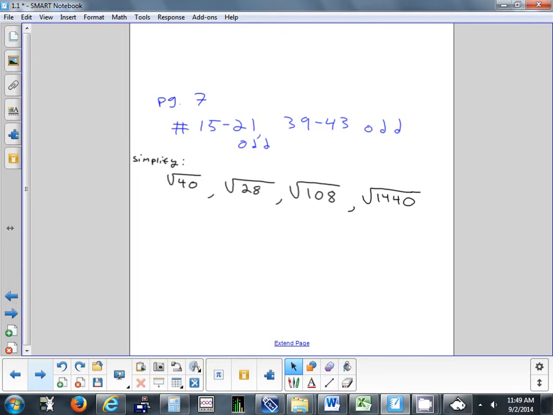Okay, and for tonight, chapter 1 in your book is all algebra review. It's not trig. So I just want you to look at page 7. 15 to 21 odd, that's your distance formula. 39 to 43 odd is the midpoint. And I want you to simplify those 4 square roots.